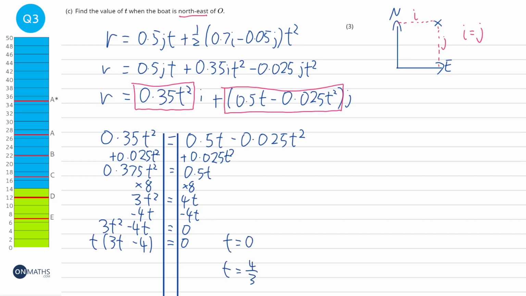Now the boat started at O, started at this point, so it's not really northeast of it, it's on it. And so the answer we give is this 4 over 3, and that's what we'll give as our answer.